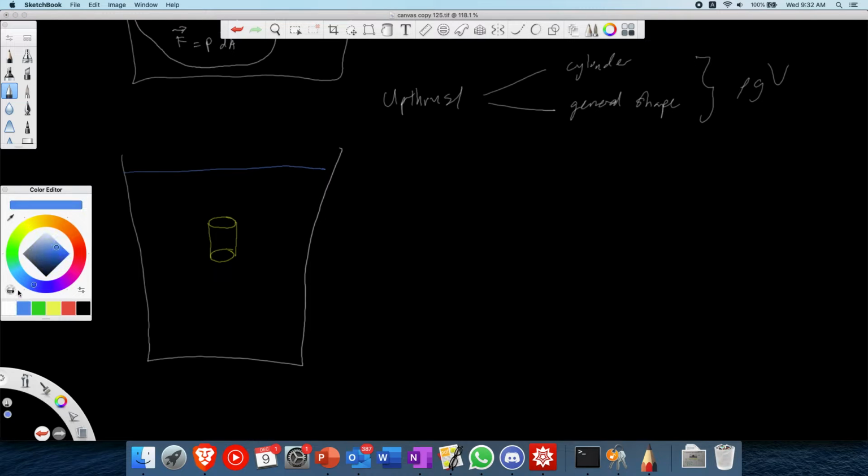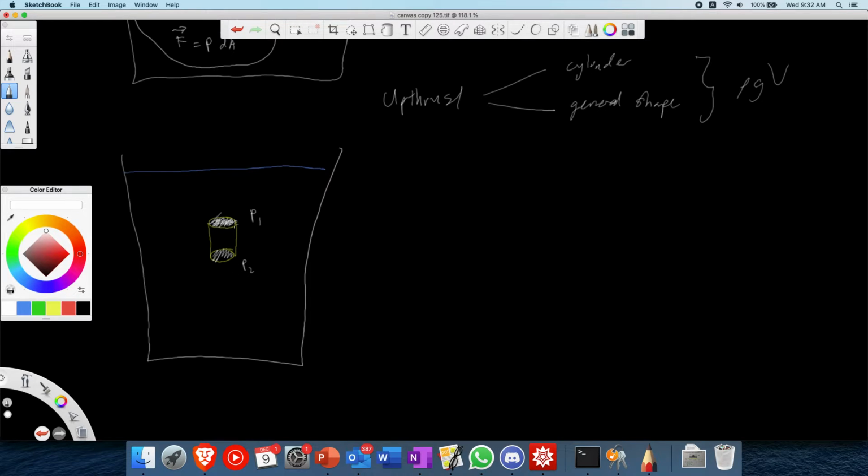So upthrust is the vertical component of the force. For the forces acting on the walls, they cancel out horizontally, so we just need to worry about the vertical components. There are two surfaces here, 1 and 2. Let's say the pressure at the first part is P1 and the pressure at the second part is P2.